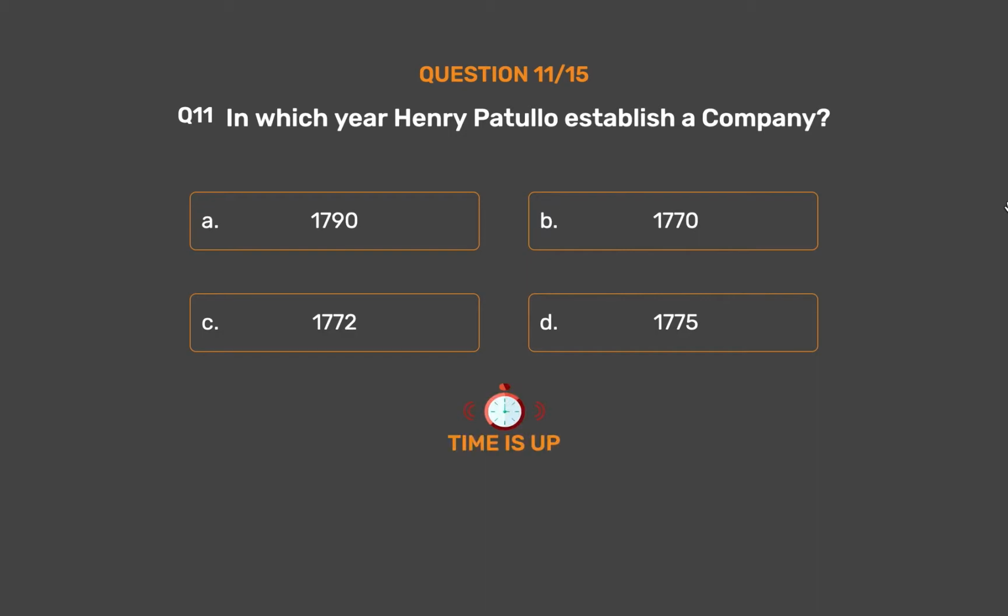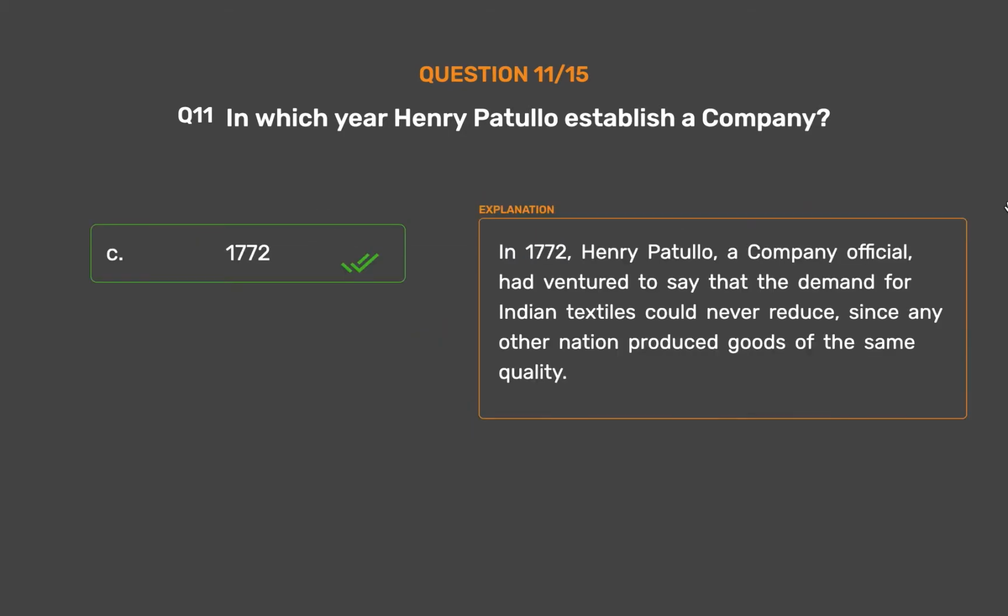The correct answer is Option C. 1772. In 1772, Henry Patullo, a company official, had ventured to say that the demand for Indian textiles could never reduce, since no other nation produced goods of the same quality.